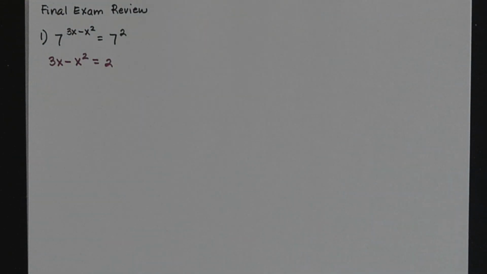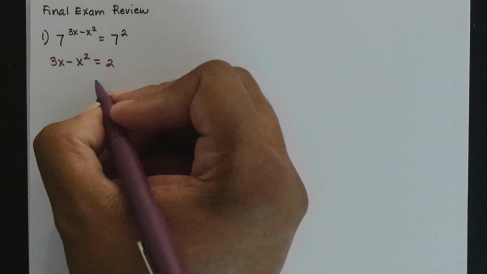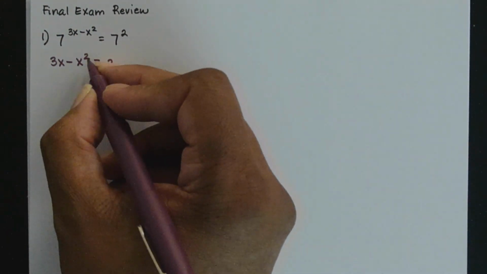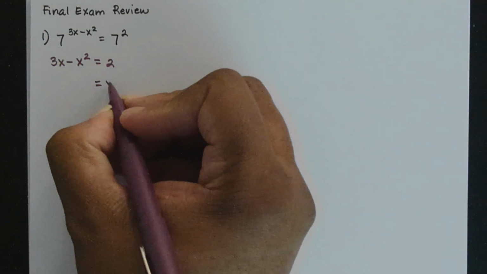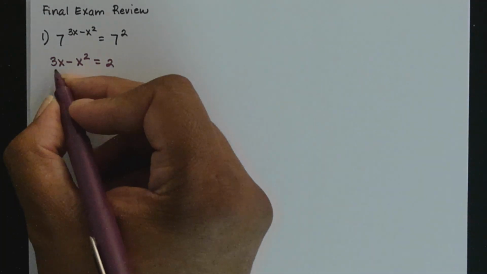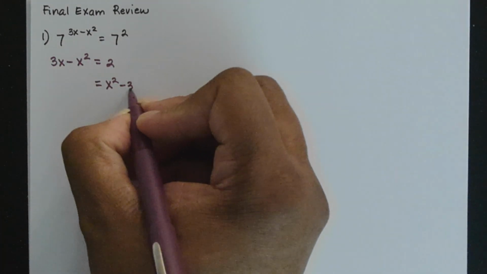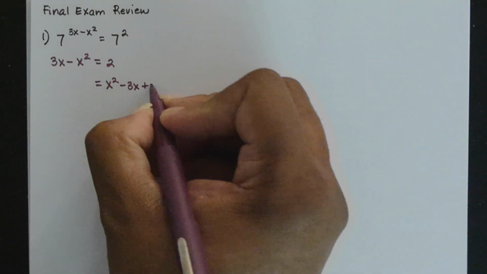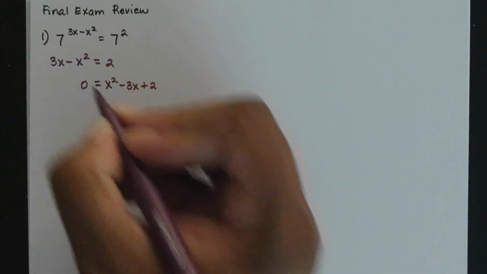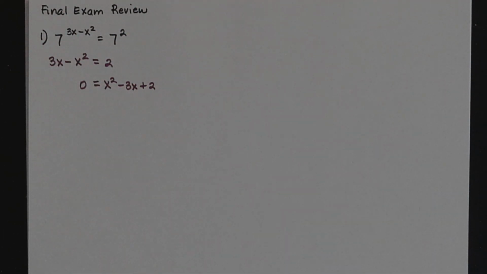And notice I do have a quadratic equation, so to solve this quadratic equation, I need to get a 0 on one side. So that means here, this is what I'm going to do. I'm going to move the minus x squared over. That's going to be x squared here. Move the 3x over. I'm going to have a minus 3x, and I have the 2 here, so this will be plus 2. And that's equal to 0.